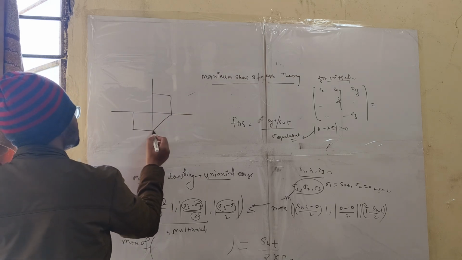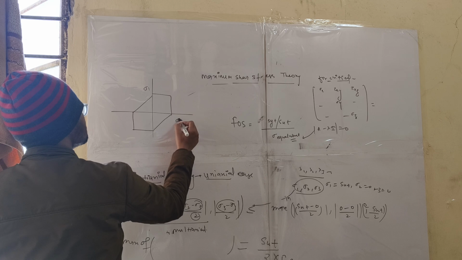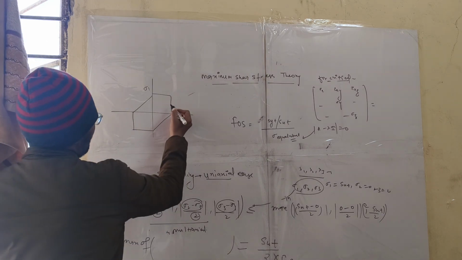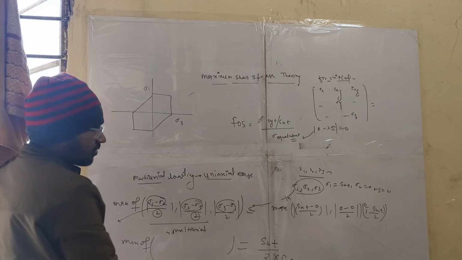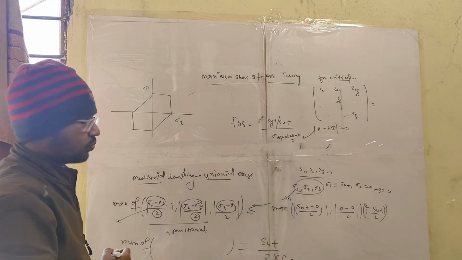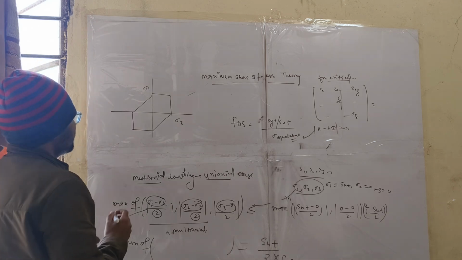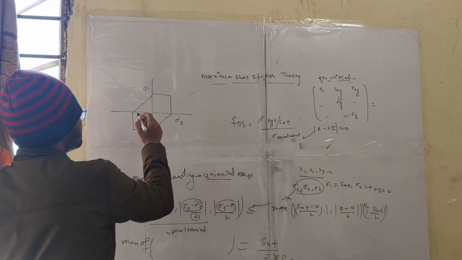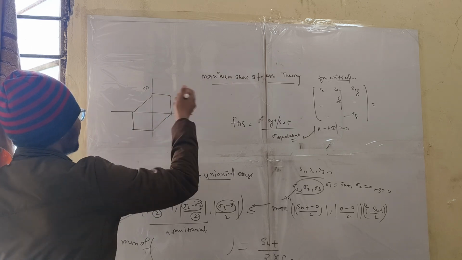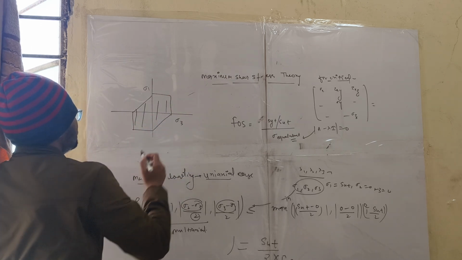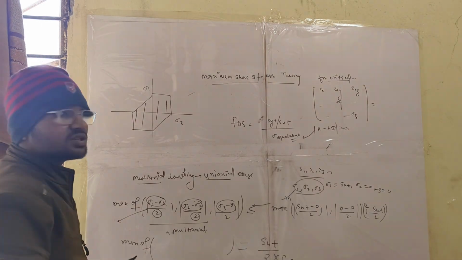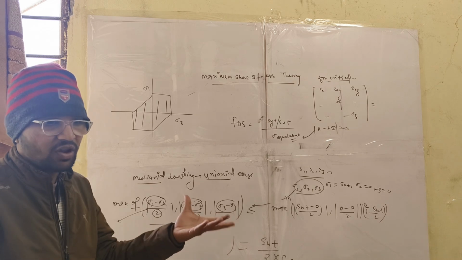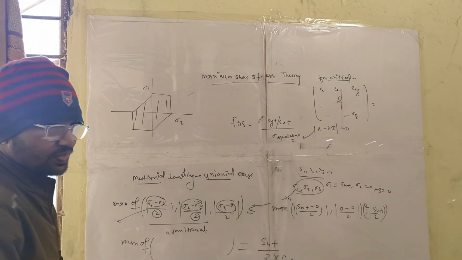This is a region. At this line the factor of safety will be 1. If the complementary stresses lie within this region, we can say the system is not going to fail, the system is safe.